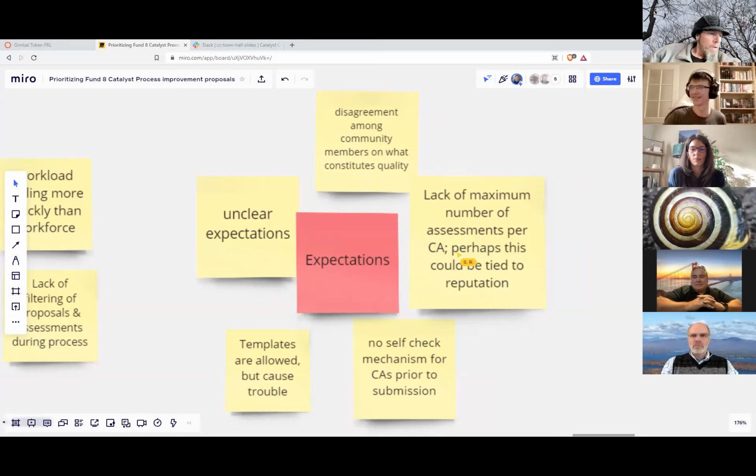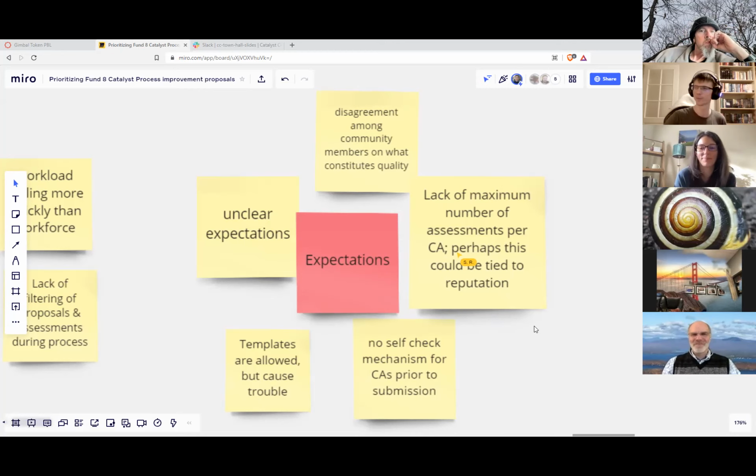Okay, expectations. Disagreement among community members on what constitutes quality. Lack of maximum number of assessments per CA. Perhaps this could be tied to reputation. No self-check mechanism for CAs prior to submission. Templates are allowed but cause trouble. Unclear expectations. I'm probably the wrong person to be reading these because I disagree with a bunch of these.